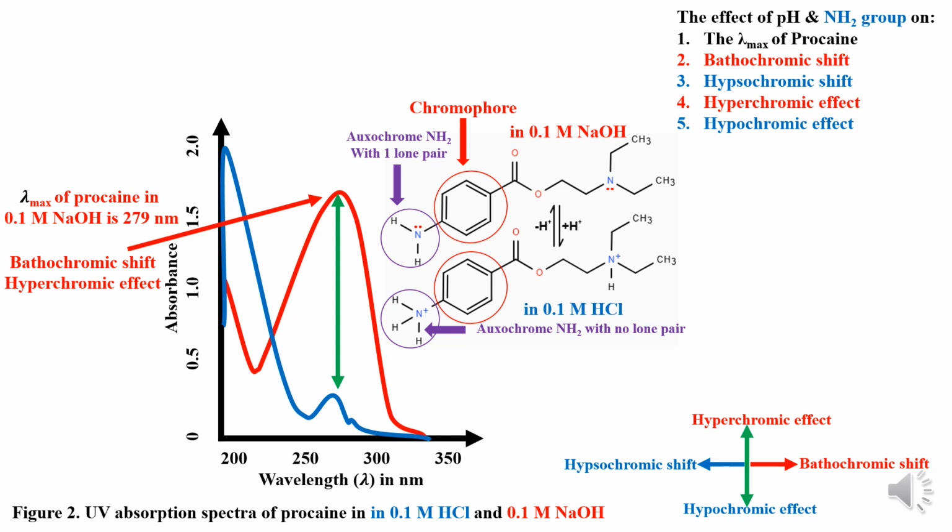Now the double-headed green arrow indicates the difference in intensity of absorption under acidic and basic conditions.